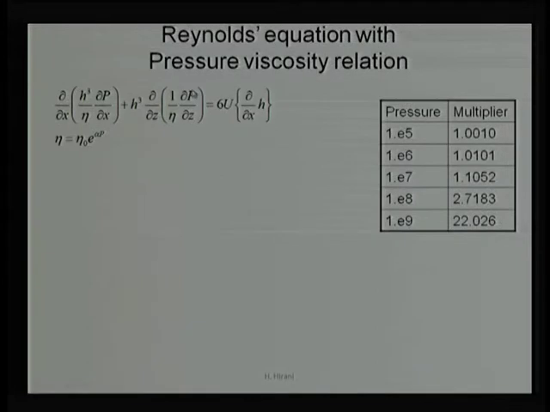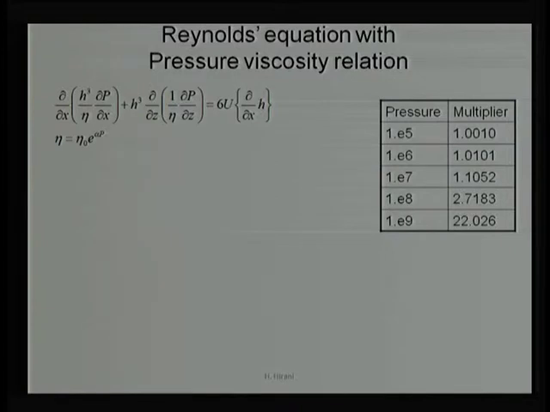So, in this case, the Reynolds equation with the pressure viscosity relation. In other words, viscosity is a strong function of temperature as well as pressure, and this slide shows viscosity variation with the pressure. Generally we use the exponential law. We say that viscosity is viscosity at ambient pressure times exponential of alpha p, depending on the pressure. As the pressure increases, viscosity is going to increase. That is a simple case.